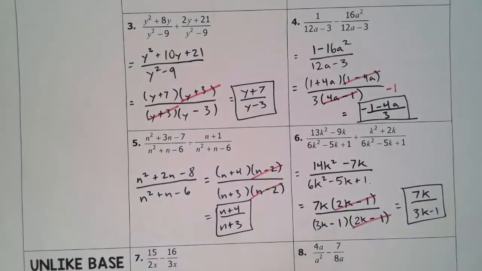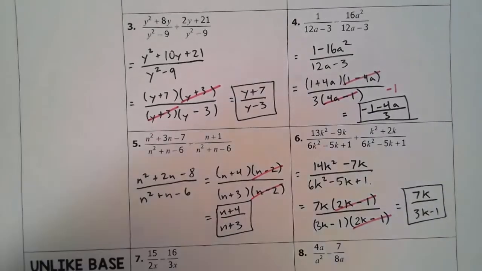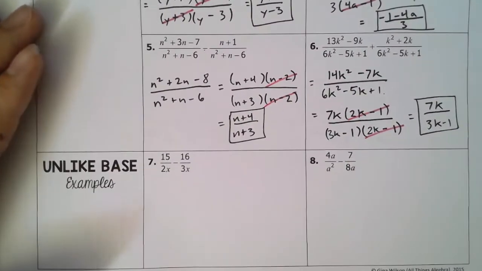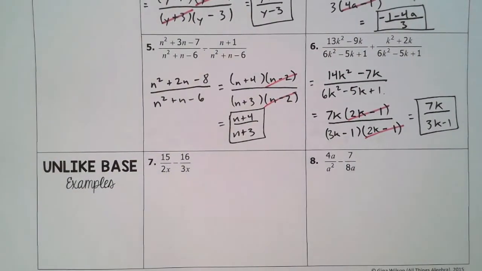That's it. So this is the like-base examples. Hopefully these weren't too bad. Where they get a little more challenging is when you have unlike-base examples. This is two ratios that just do not have the same denominator, right? There's a pretty straightforward trick to these.